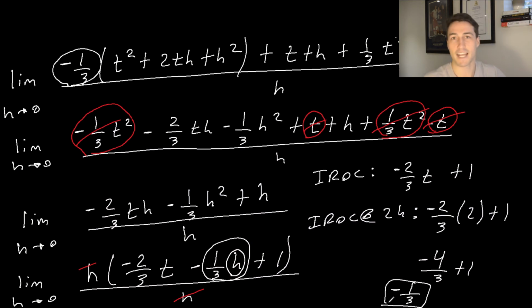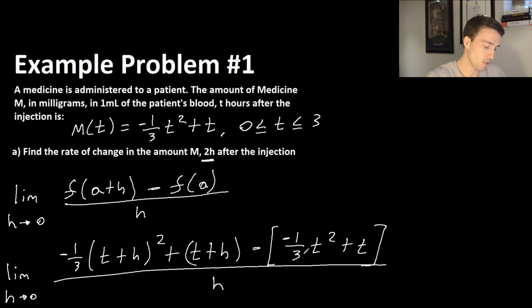And the reason it's negative is the original equation gave the amount of medicine in a patient's blood. So when you first administer the medicine, there's going to be a high amount of medicine in the patient's blood, but that's going to decrease over time. So that's why it's negative. The instantaneous rate of change, or the slope of this, is decreasing as time goes on. And that's what that negative value really means.